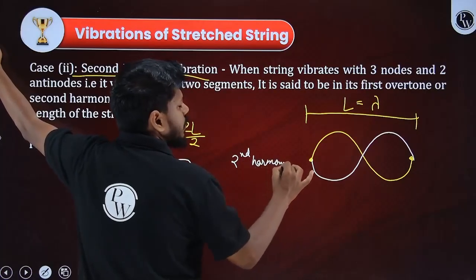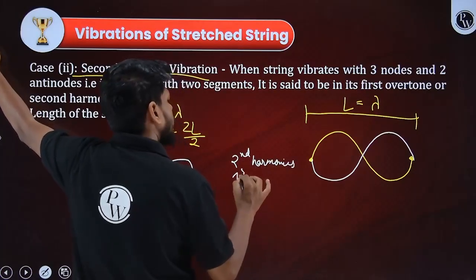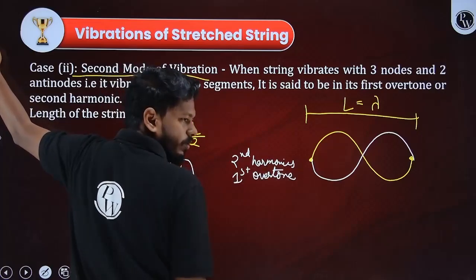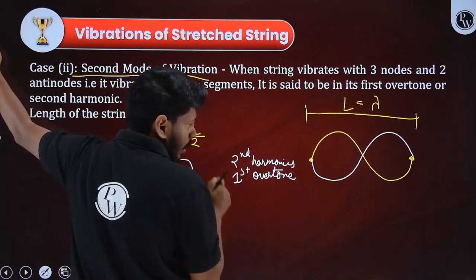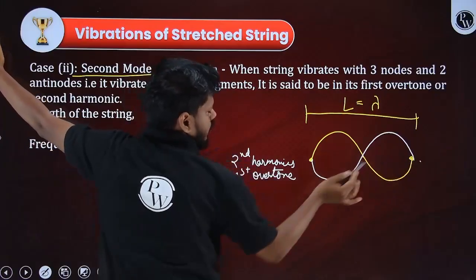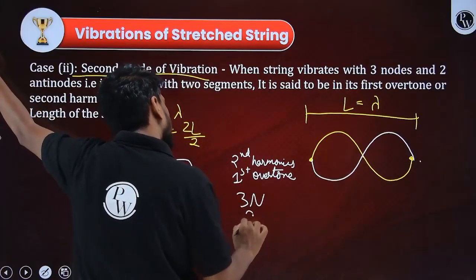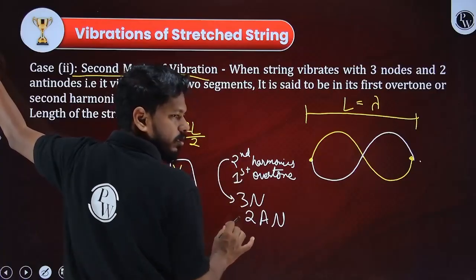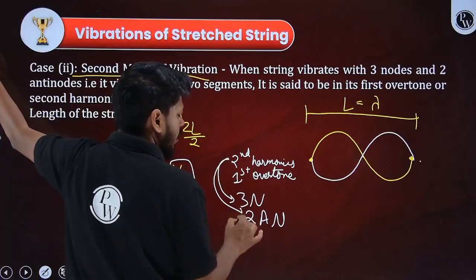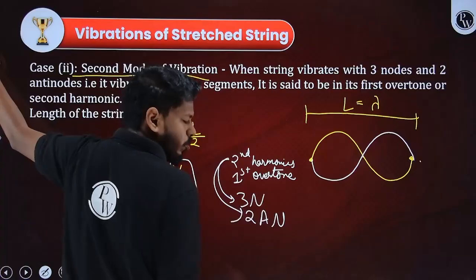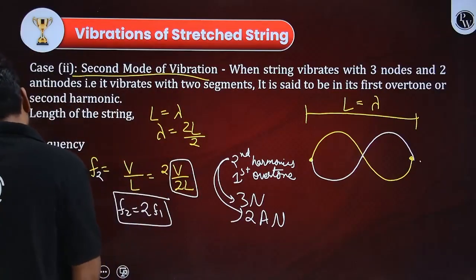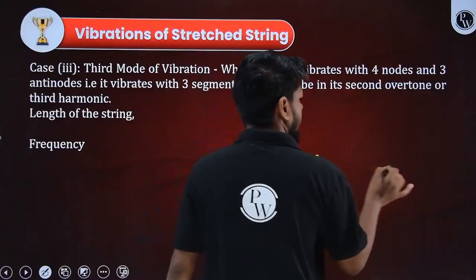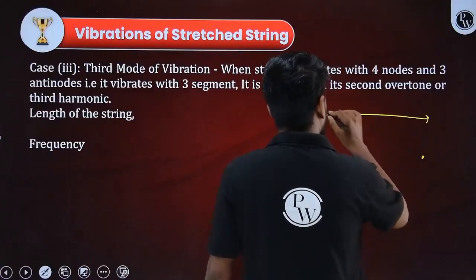So this is called the second harmonic. The second harmonic can be written as the first overtone. Second harmonic or first overtone. Any difficulty? How many nodes are there? 1, 2, 3 nodes and 2 antinodes. So second harmonic means 2 plus 1 nodes and 2 antinodes. Okay. If I talk about the third harmonic, same length L. Okay.